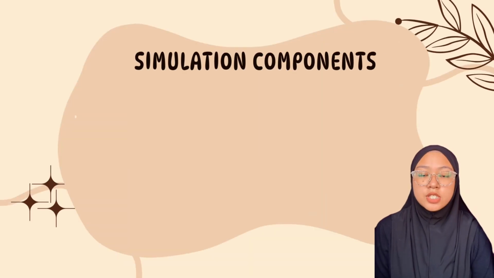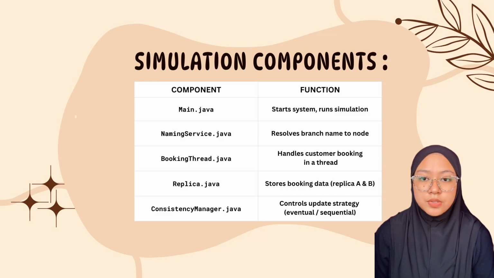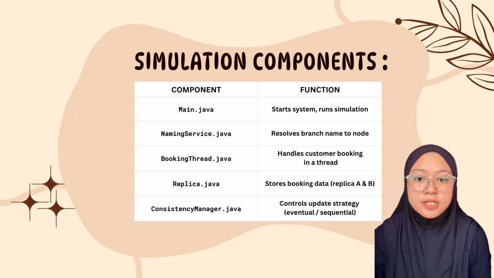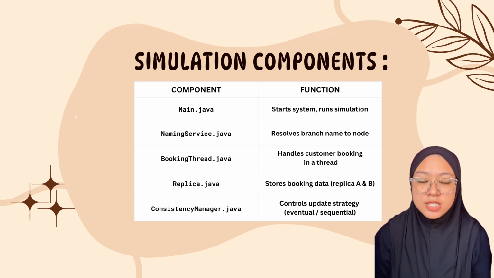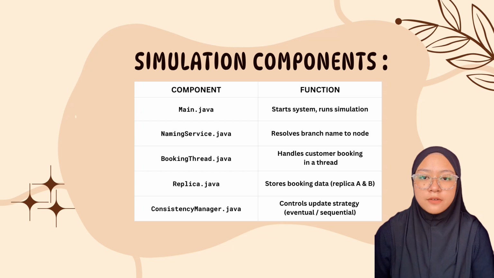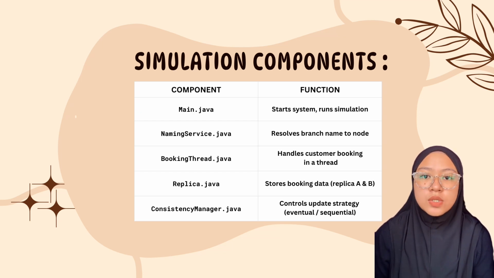Next, we go to the simulation components. Our system consists of 5 main Java classes. First, Main.java that runs the simulation. Second, NamingService.java that maps each branch name to a server node.